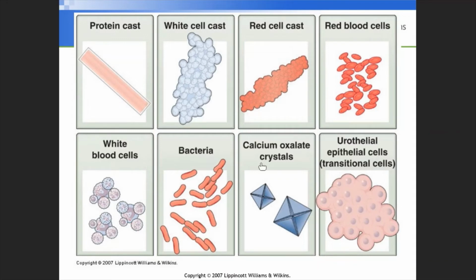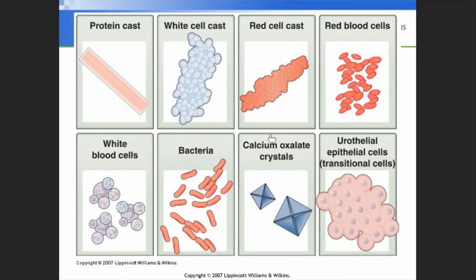And there are some crystals, as you're going to see a little bit. This is a congenital defect in which they have too much oxalate, and then oxalate can bind with calcium to form crystals.